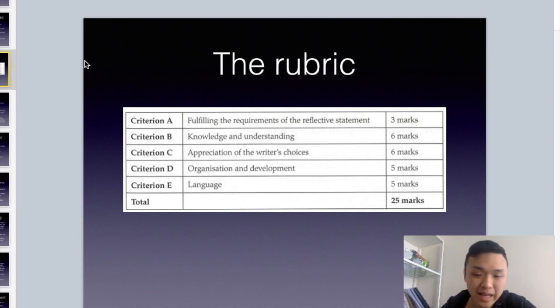The last part is language. You need to be able to use literary terms, for example simile and symbolism. These types of terms you need to include in your essay. Then you need to write in an articulate way and articulate your ideas as well. It's not about choosing very difficult words, but about using accurate words.